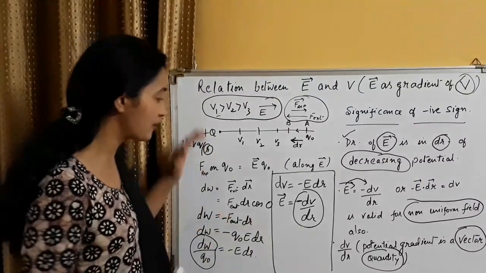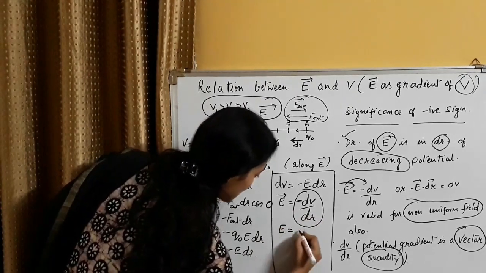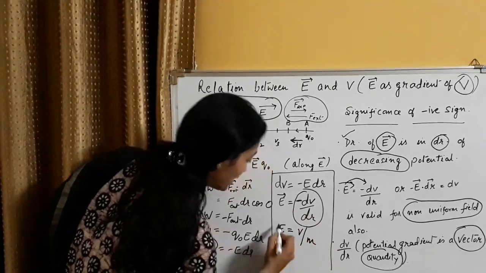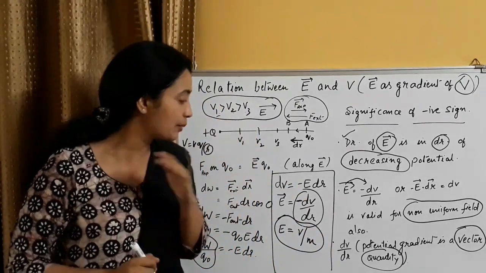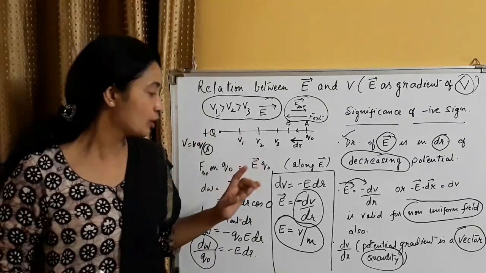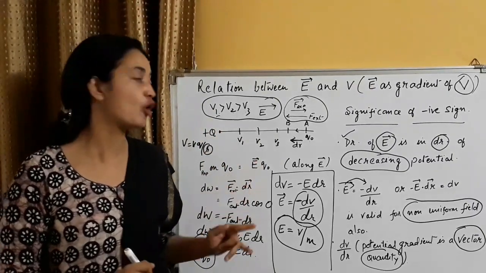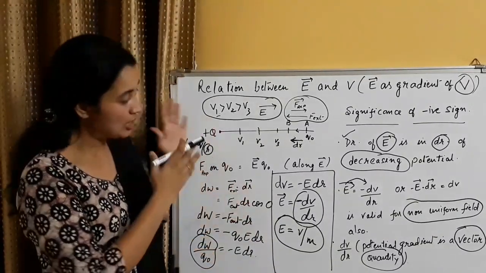I hope you are clear with the concepts. This particular formula gives you the SI unit for electric field as volts per meter, and it is a very significant formula for numericals, reasoning based questions, conceptual questions. And it is a very important segment from this chapter, from which CBSE also prefers to ask questions. So just go through it.